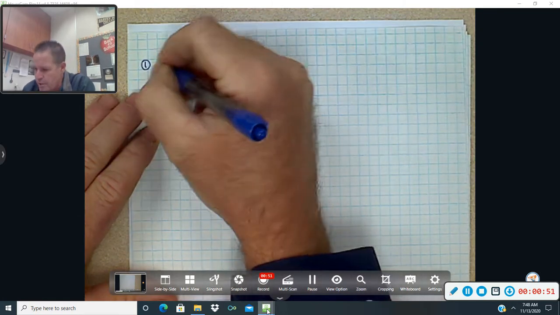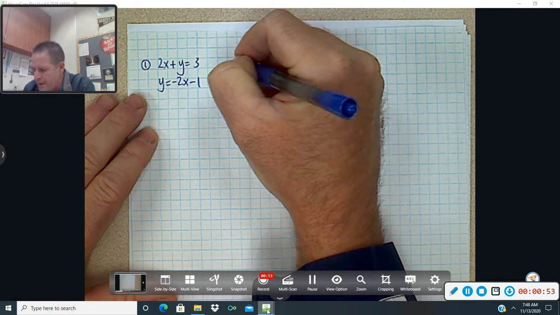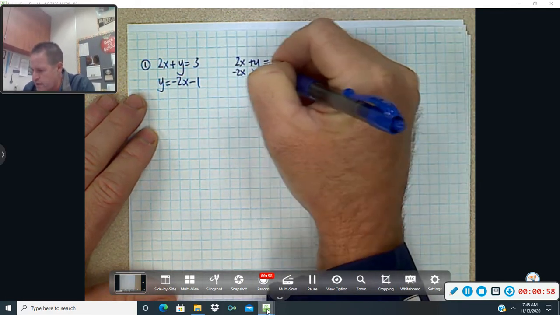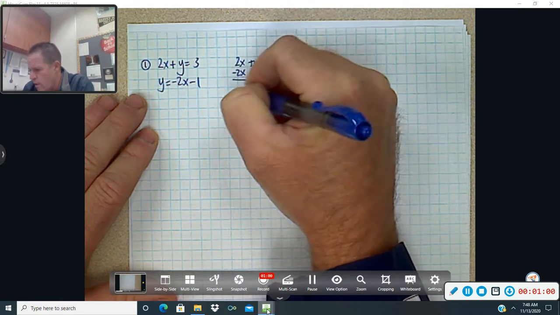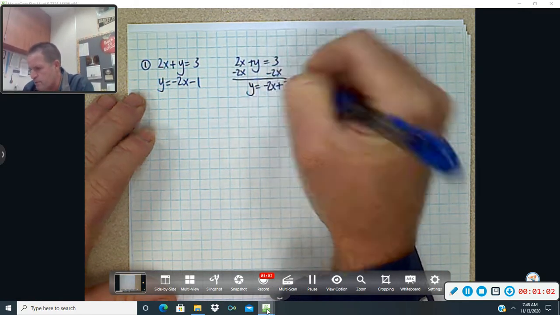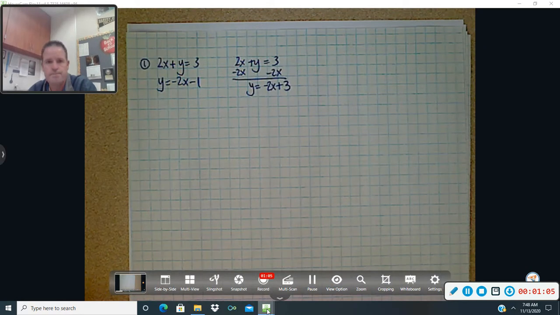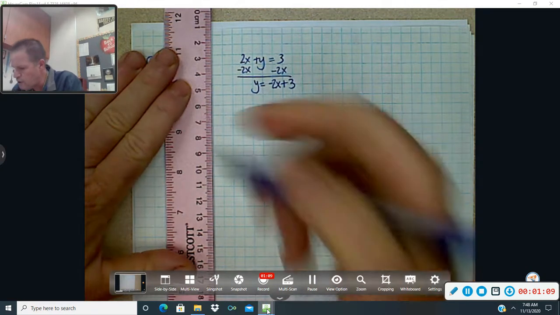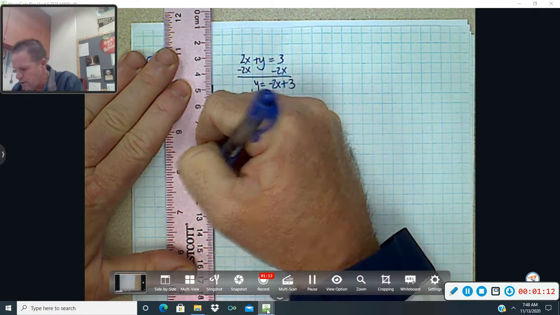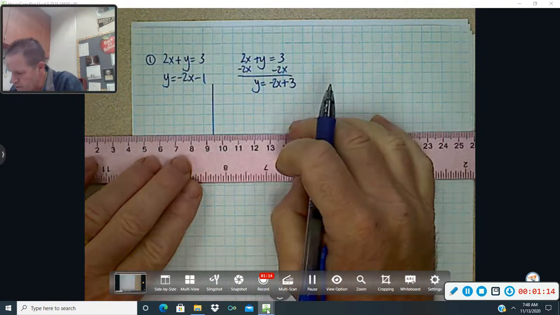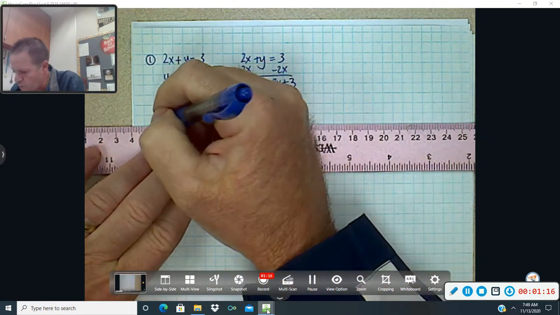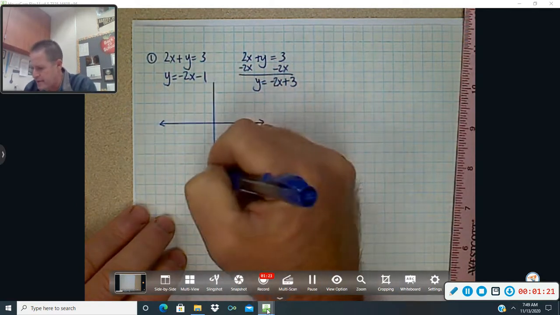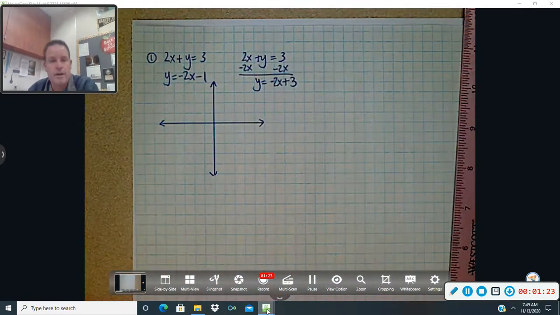All right, so this top equation I need to solve for y if I'm going to graph it. So 2x plus y equals 3. Subtract over 2x, and you've got y equals negative 2x plus 3. Okay? All right, so let's set up a graph. Again, quality of your graph really does matter here. We want nice graphs, so it's very easy to tell where they cross. If they're not nicely done, you can't tell, and that's not good.